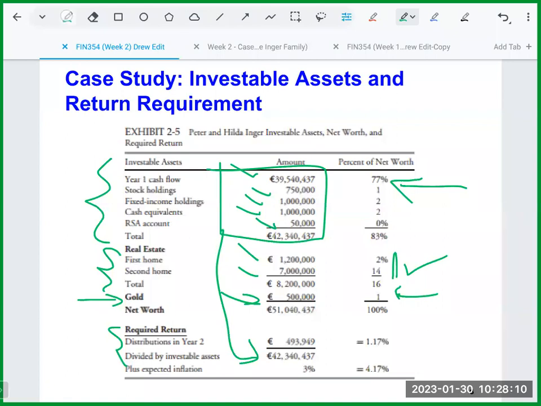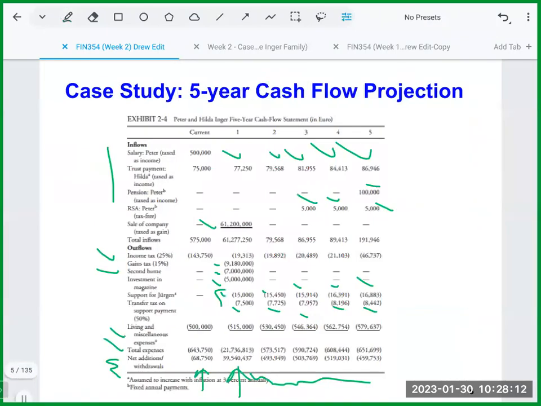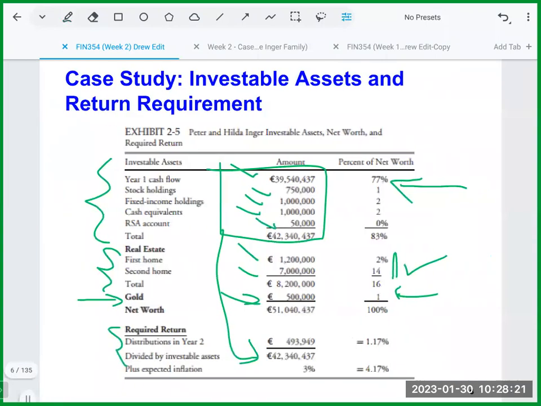Let's quickly go back and have a look. Distribution from year 2 onwards is, let me just quickly highlight this for you, it's this one. All right. So that's where you plug it in, and then you get the returns.